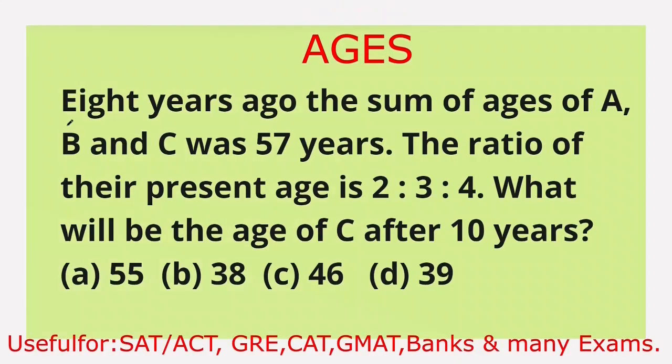Our question is: 8 years ago the sum of the ages of A, B and C was 57 years. The ratio of their present ages is 2:3:4. What will be the age of C after 10 years? The given options are option A 55, option B 38, option C 46, option D 39.